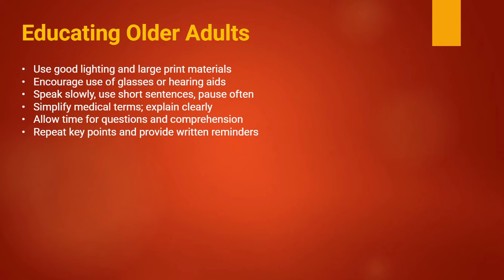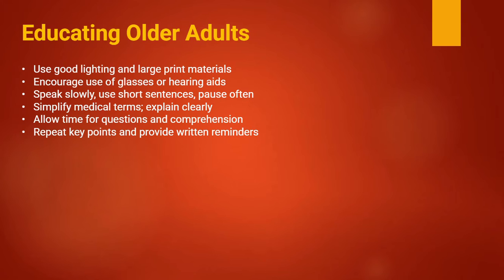When teaching older adults, nurses must recognize that aging can affect vision, hearing, memory, and processing speed. These changes don't mean the patient can't learn. It simply means we must adapt how we teach. Start by providing good lighting and printed materials in large type. Older adults often experience reduced visual acuity, making small print or dim lighting frustrating and discouraging.